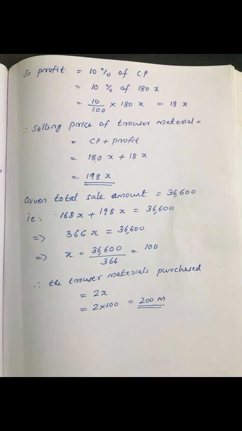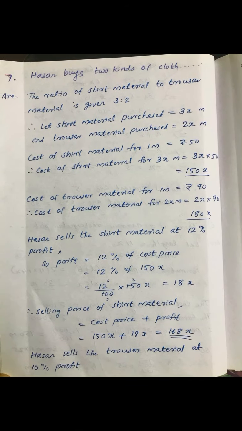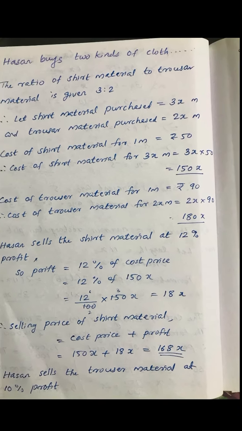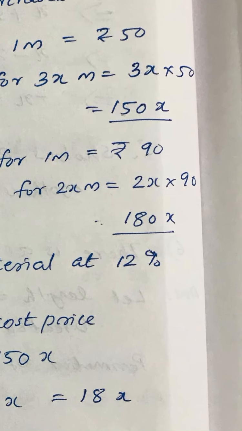Just like that, Hassan sells the trouser material at a 10% profit. So how can we find the profit? It will be 10% of CP. That means 10% of 180x, because that is what we found here. What is the cost of trouser material for 2x meters?